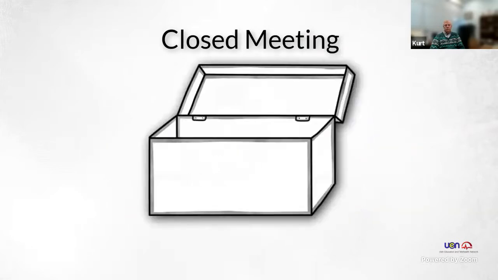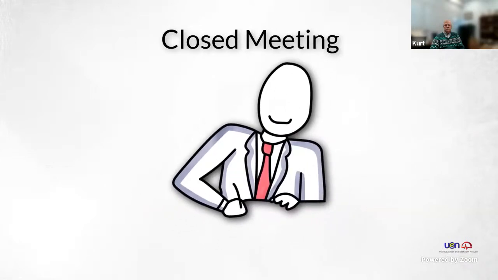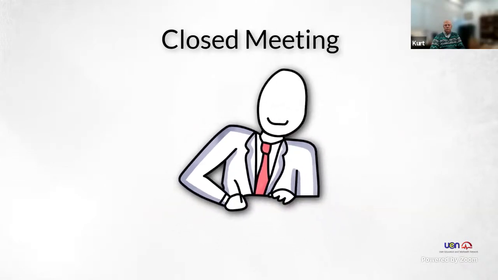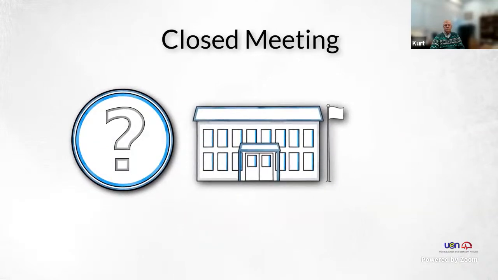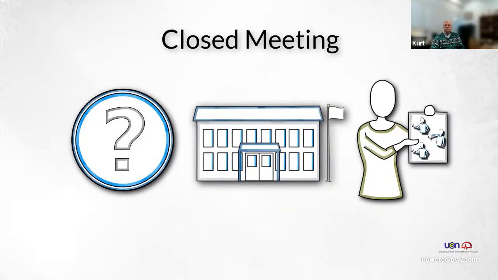When a governing body closes a meeting, the following must be publicly announced and entered into the minutes of the open meeting at which the closed meeting was approved. The reason or reasons for holding the closed meeting, the location where the closed meeting will be held, and the vote of each member of the governing body either for or against the motion to close the meeting.